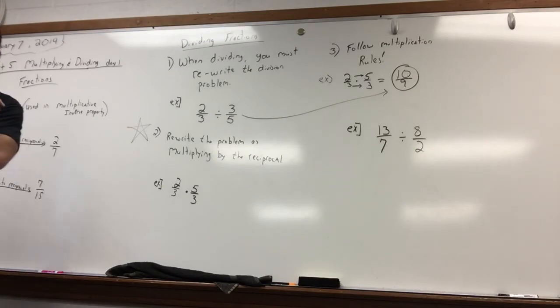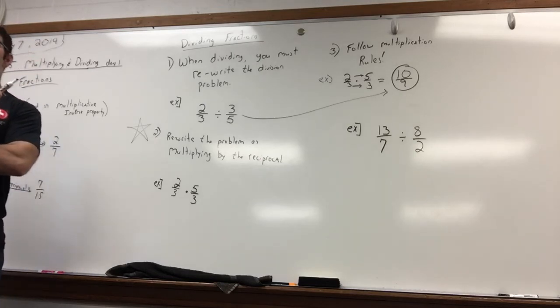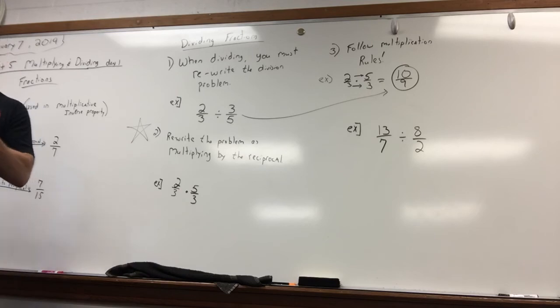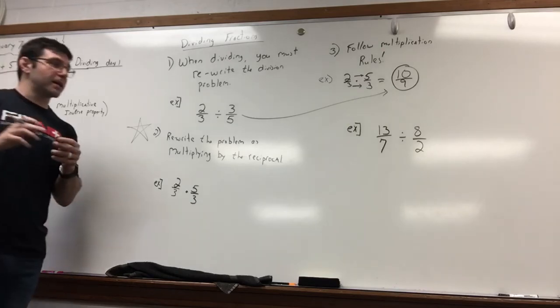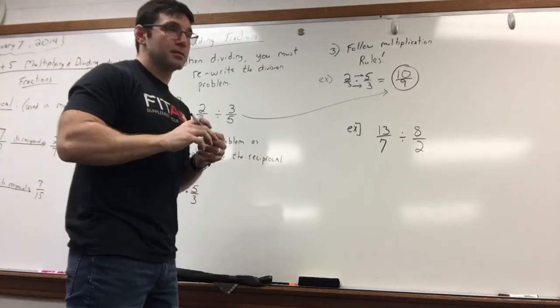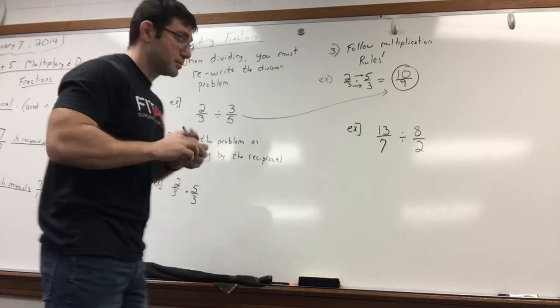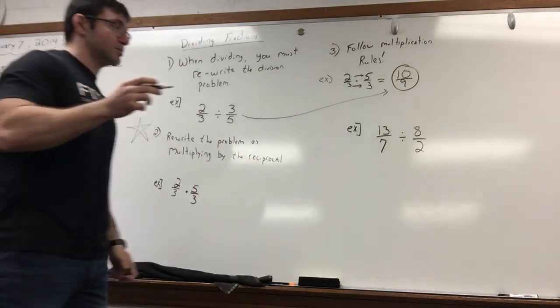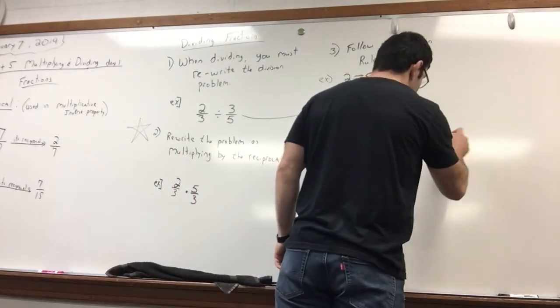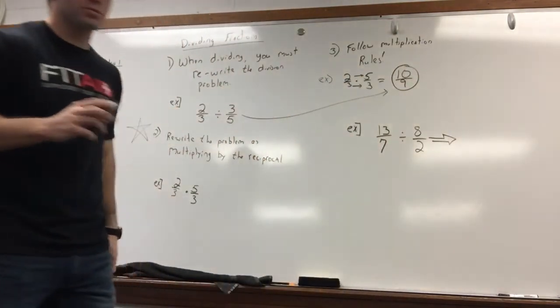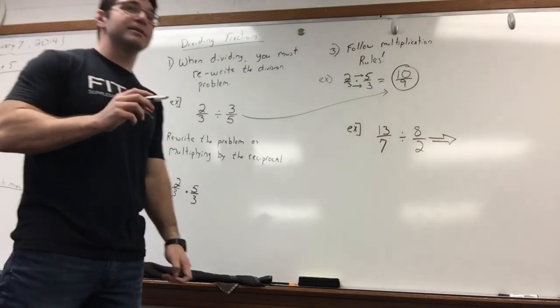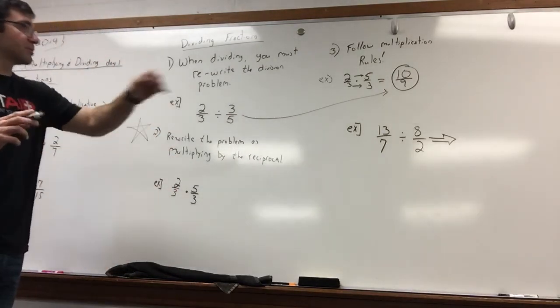So we have 13/7 divided by 8/2. Can we do this problem the way that it's written? No. So thumbs up, thumbs down. Thumbs up, yes, we can do it the way it's written. Thumbs down, we can't. Okay, so why not, Matic? Because you have to make them reciprocal. Okay, so tell me what I need to do. Tell me how to rewrite this problem, because that's what we need to do, rewrite the division problem. So how am I going to rewrite this problem? Take a look at your examples and let's see what we need to do.